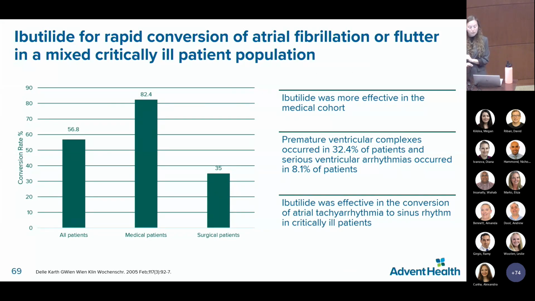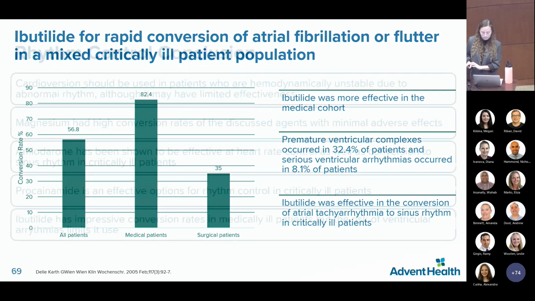Premature ventricular complexes occurred in 32.4% of patients, and serious ventricular arrhythmias that required discontinuation of therapy occurred in 8.1% of patients. Of the 3 patients that experienced this serious ventricular arrhythmia, 2 patients had an ejection fraction that was less than 20. This may have contributed to the risk of the arrhythmias in those patients. While albuterol has one of the highest conversion rates of the agents we've talked about today, its serious adverse effects do limit its use.